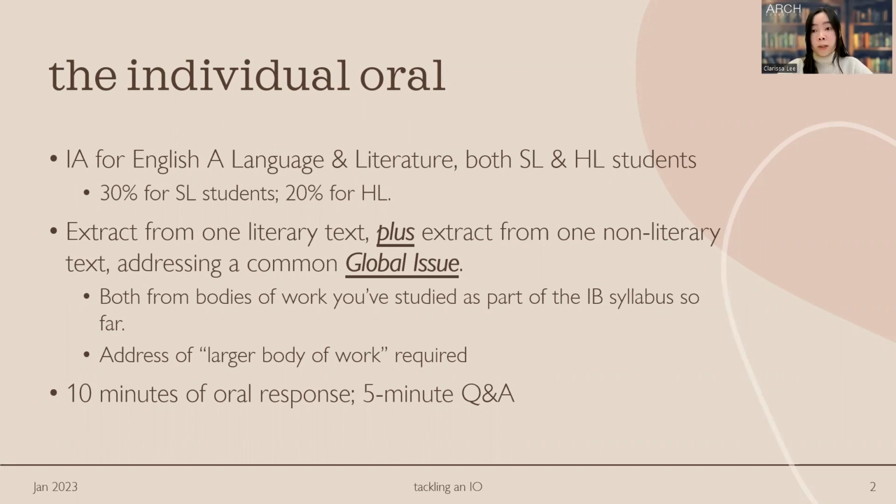So what you'll be doing when you start tackling the IO is that you'll be selecting an extract from one literary text plus another extract from one non-literary text. And these extracts have to address a common global issue. Both of these extracts have to be from bodies of work that you've already studied thus far as part of your IB syllabus. And while you'll be going in depth into your extracts, an address of a larger body of work is also required.